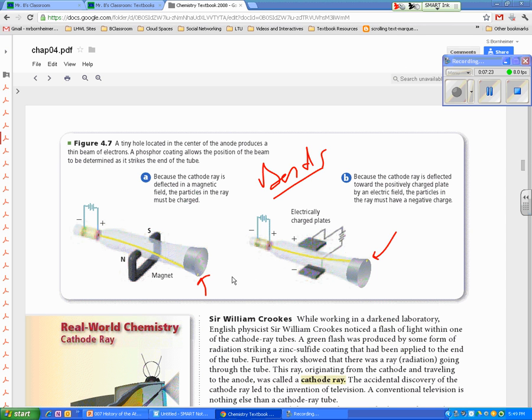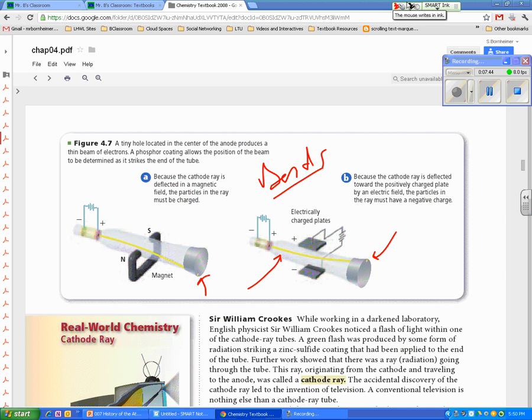And this is kind of what gave us insight into the fact that this stream of particles, this stream right here, must be made of some kind of negatively charged particle. So this is kind of where the idea of atoms and electrons and subatomic particles was born, with the use of cathode ray tubes.